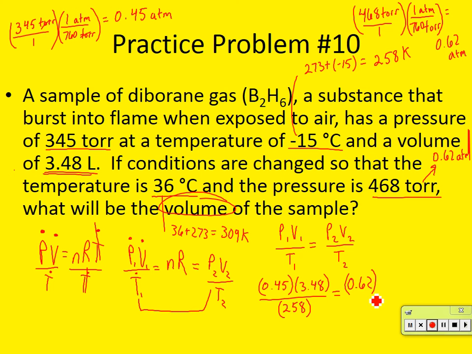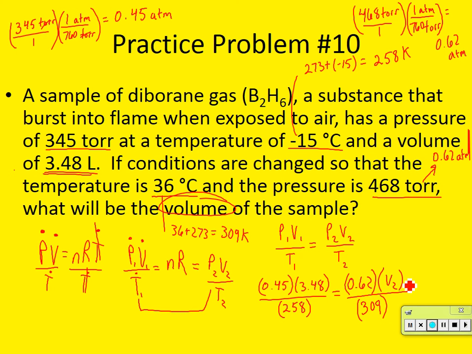What was volume final? We don't know that one, so I'm just going to call it V2. And divide it by, what was temperature final? Let's see, where was that? Oh, okay. Yeah, 309 Kelvin. Yes, thank you. 309. All right. Now, there's a lot of different ways you can solve for V2.